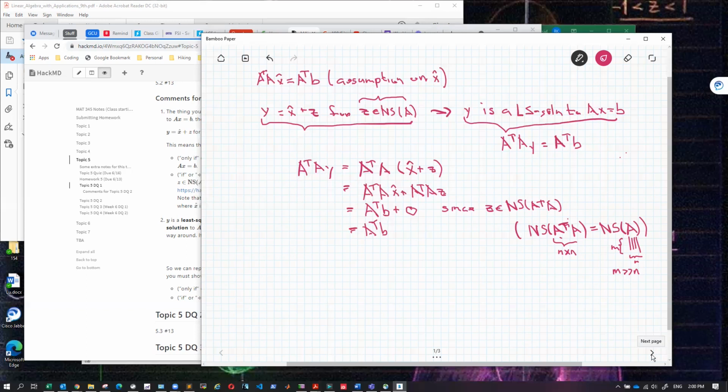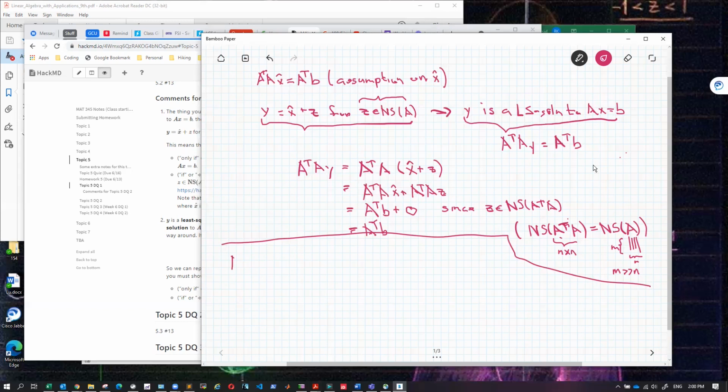Okay, so now let's flip it around and go the other way. We're going to say, suppose y is the least square solution to Ax equals b, and we want to see that y is equal to x hat plus z for some z in the null space of A. Actually, I think I can just keep on with the same thing. So here we're going to assume this side over here.